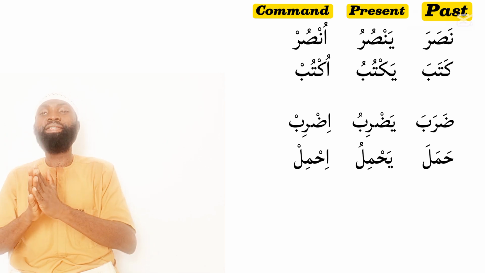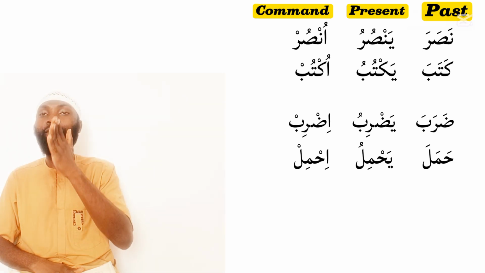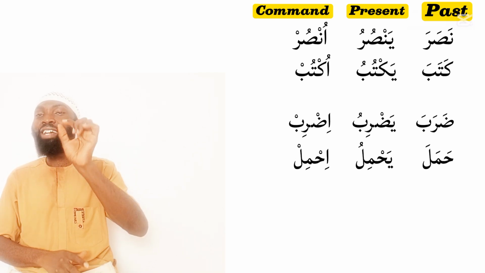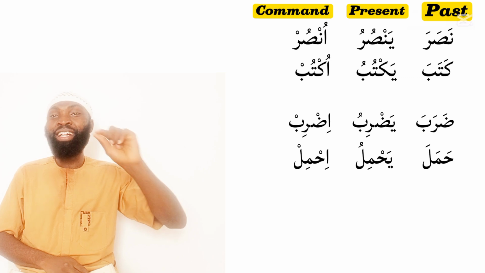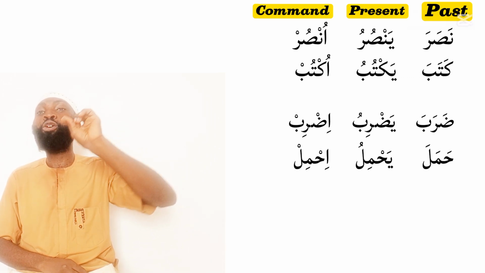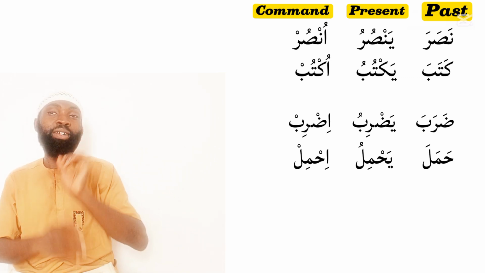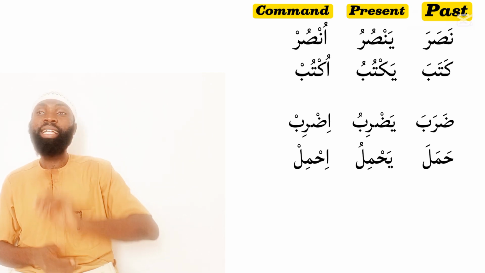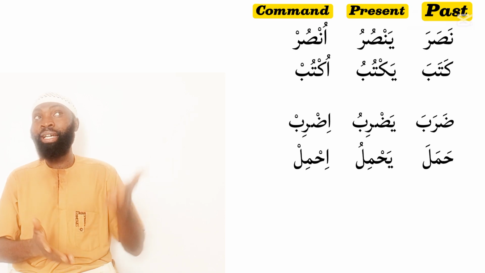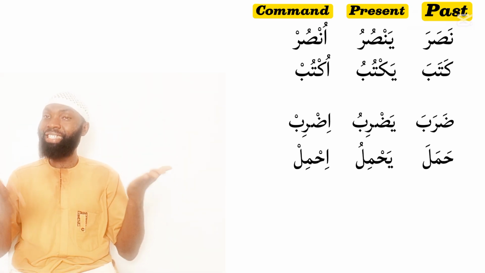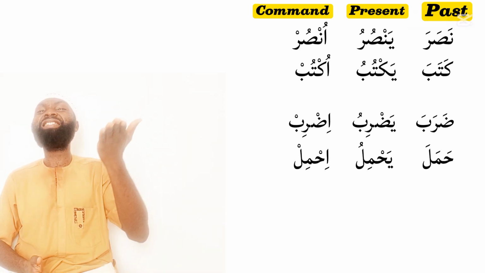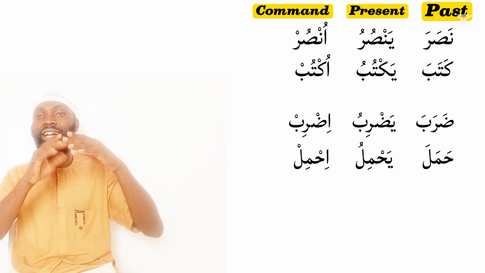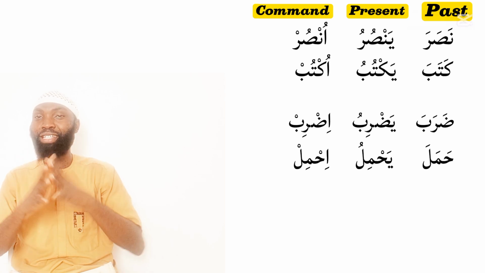In this category, the past tense verb, the second letter also had a fatha. But coming to the present tense, you will see that the second letter has now changed to what? Kisra. That's why we have yadribu. Ra there is now carrying kisra. The same thing goes for the word yahmilu. The mim, which was the second letter from the past tense, is now carrying kisra. Then coming to the command tense, the same thing. We have the words idrib, beat, and ihmil. Compare the differences between this category and the first category we talked about.